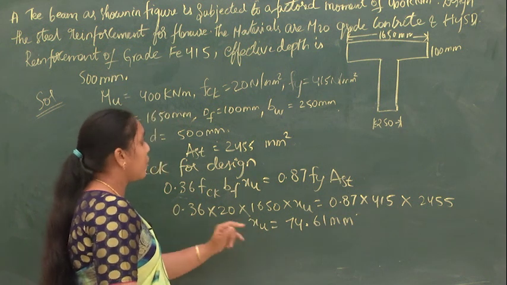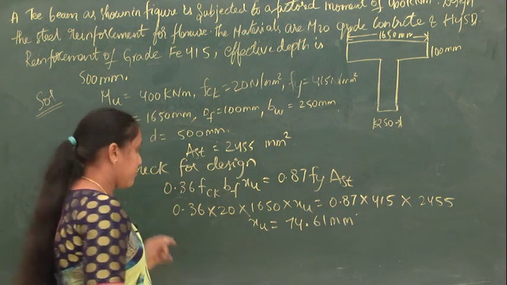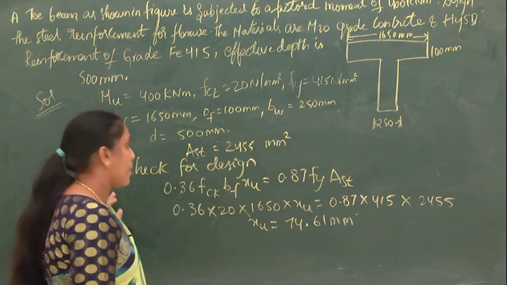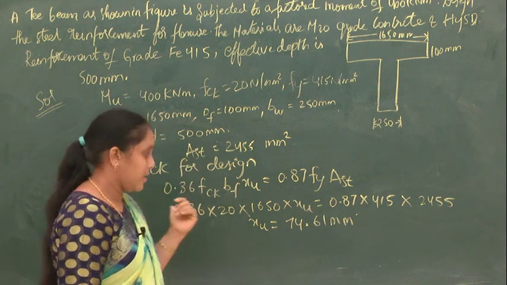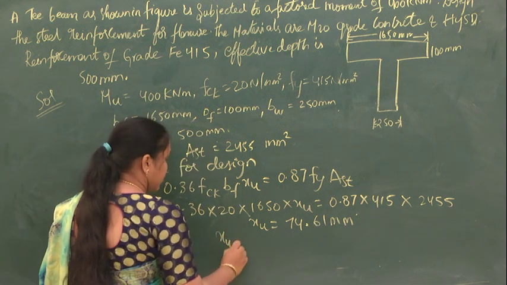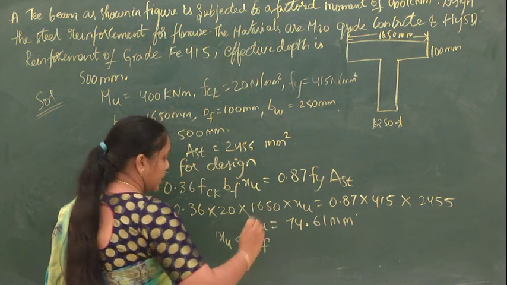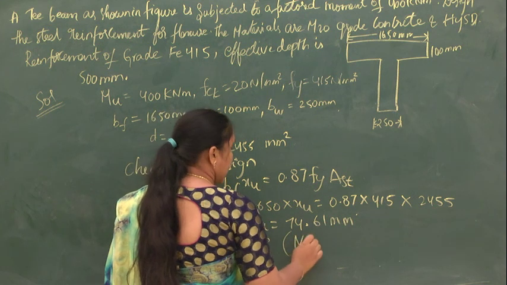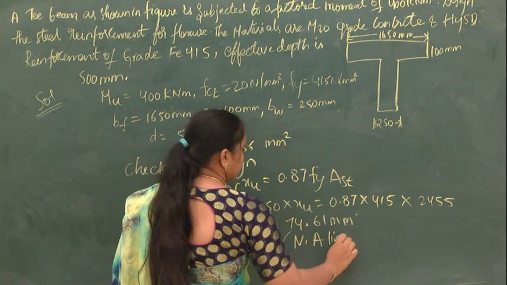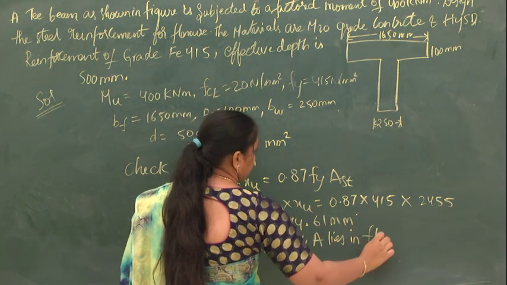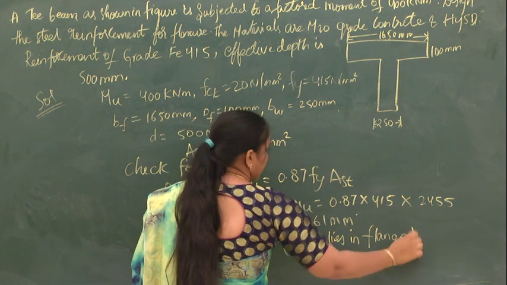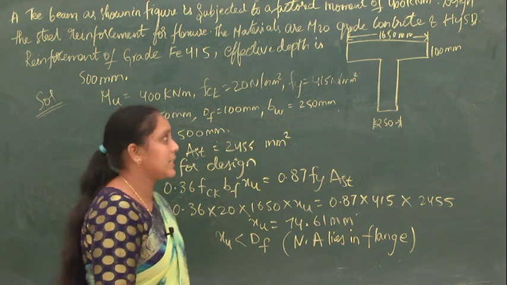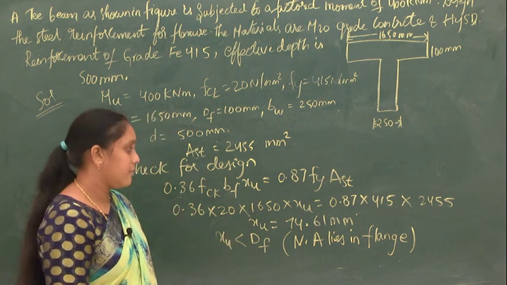Now from this what you can say? That XU is less than DF. Is it or not? So what is the value of XU? XU is 74.61 mm and the value of DF is 100 mm. That is XU is less than DF. So if XU is less than DF, then what? The neutral axis lies in the flange. That is what we have assumed is correct here, and the neutral axis is lying in the flange.